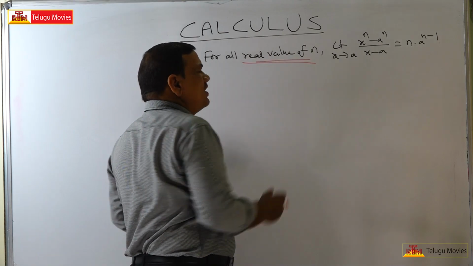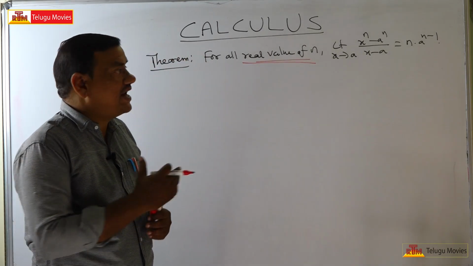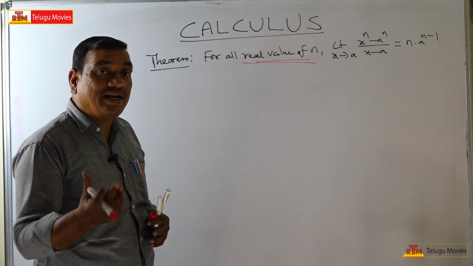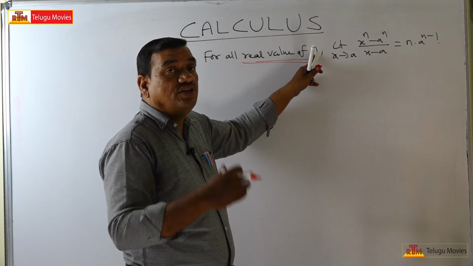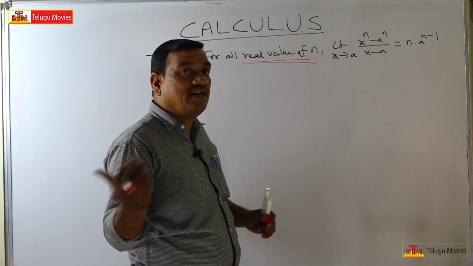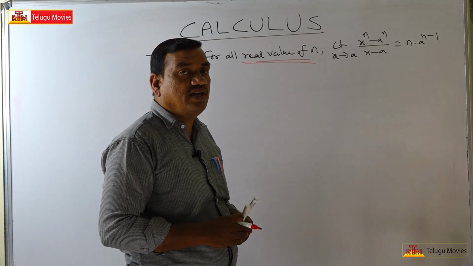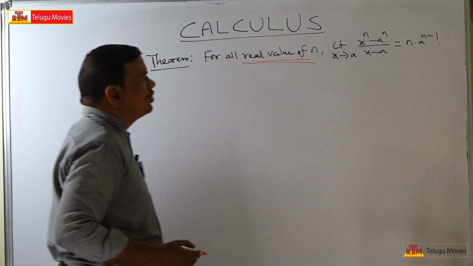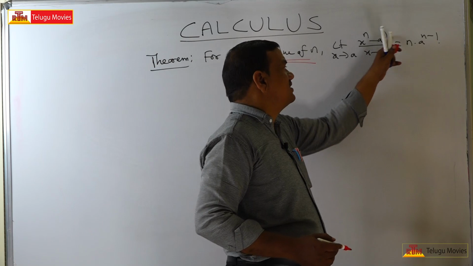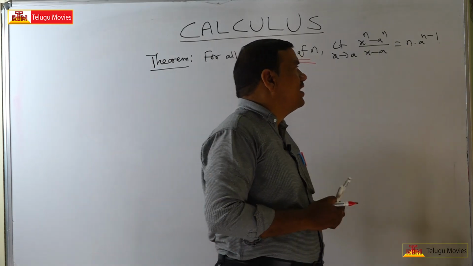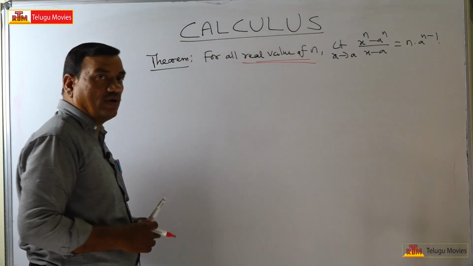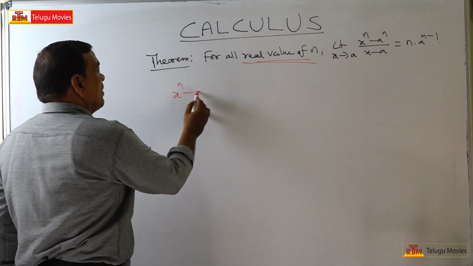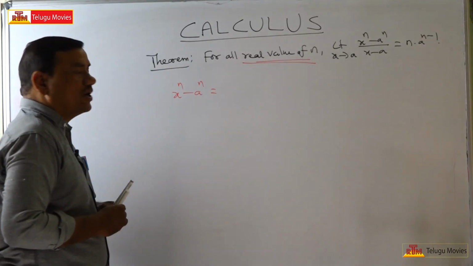Here we have three different cases: n is a positive integer, n is a rational number, and n is a negative integer. Different three cases will be there for the proof. Now I am taking the general proof. To prove that limit x tends to a of (x power n minus a power n) by (x minus a) is equal to n a power n minus 1, first I will write down the formula of x power n minus a power n.